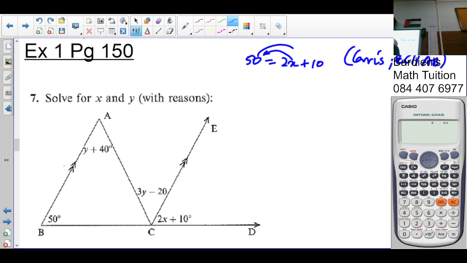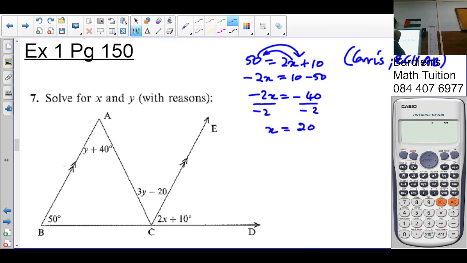x on one side, numbers on the other side. So minus 2x is equal to 10 minus 50. Okay? So you got negative 2x is equal to, what's 10 minus 50? Negative 40. Divided by negative 2 both sides. So x is 20. I know most of you worked without it. You put 2x plus 10 on the one side and the 50 on the other side, then you won't have negative angles, not so? That's also fine.